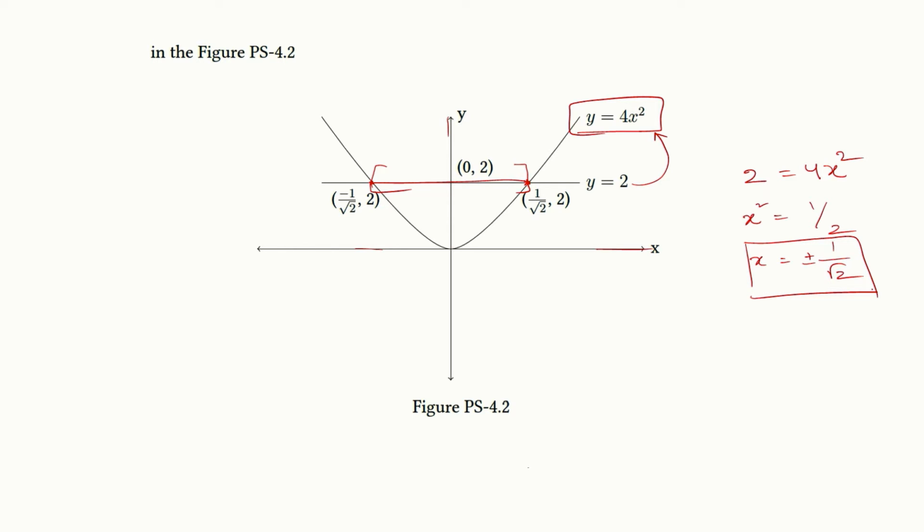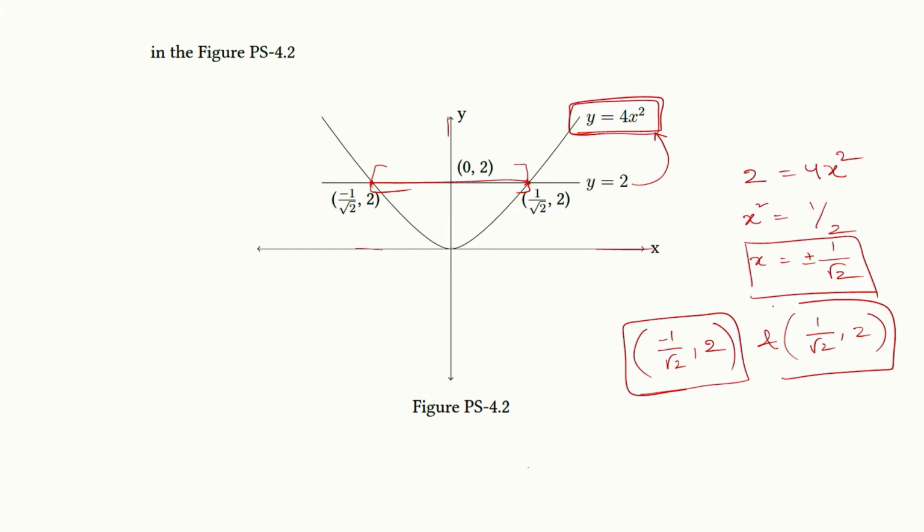And if I substitute x equals plus or minus 1 by root 2 in this equation, we will get y equals 2. So basically, the intersection points will be (minus 1 by root 2, 2) and (1 by root 2, 2). So we are very much near to the solution. It is just enough to find the distance between this point and this point. So using the distance formula, we can calculate it.